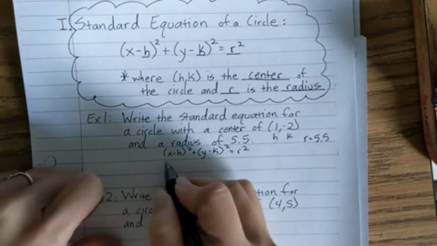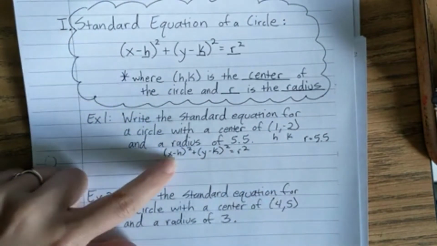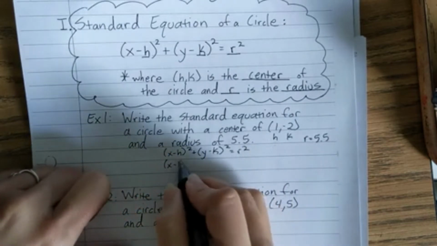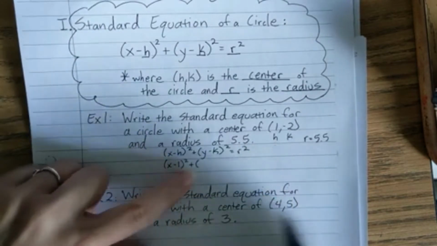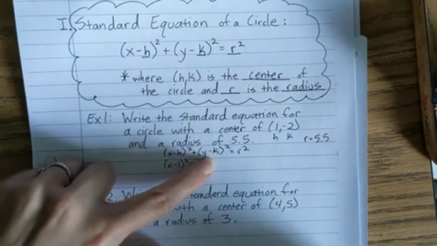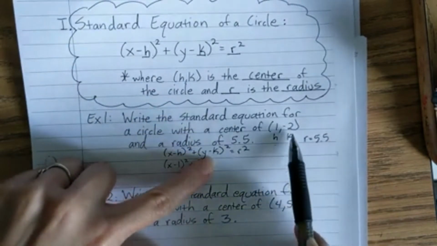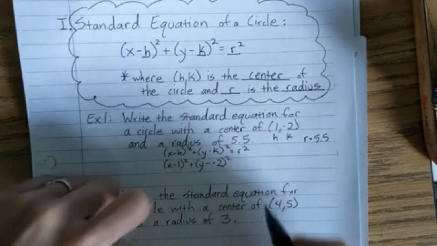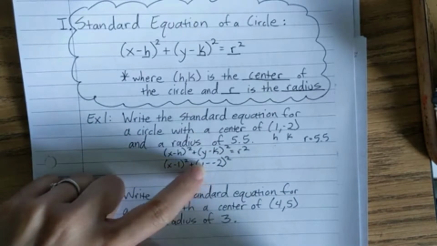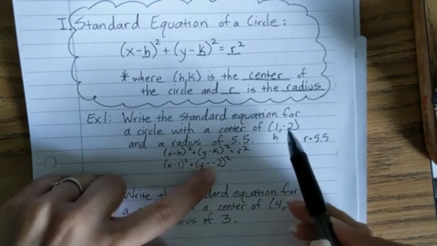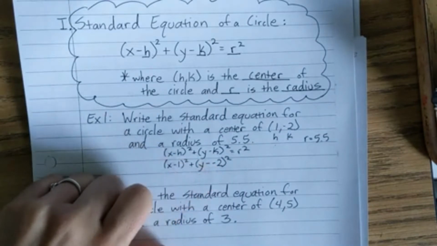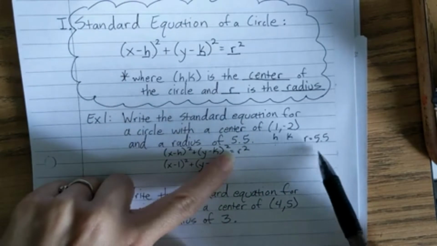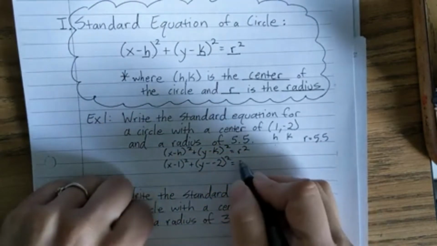So I'm going to start with this, so x minus, and the h, we said that that's the first part of the center, which is 1. So it's going to be 1 here. And then you're going to put y minus k, and k is that second part of the center, which is −2. So we're going to put −2 here. You can't just get away with not putting it, right? So the minus is part of the equation, but since this is −2, you're still going to put −2 there. And then you got your radius. We know that that's 5.5, so we're going to put that in.